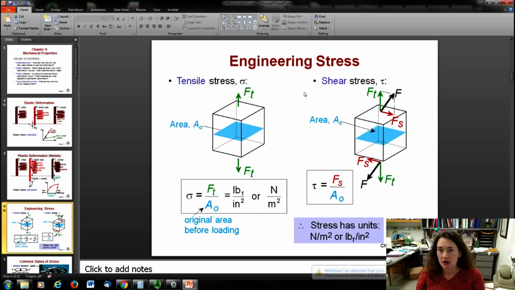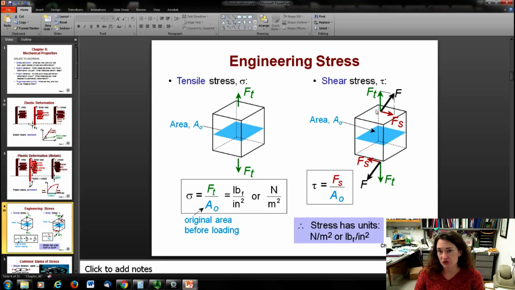You can also apply stress in other directions. So for example, if you have a material and you apply the stress this way to the material, that's called a shear stress. The symbol for shear stress is a tau, the Greek letter tau.